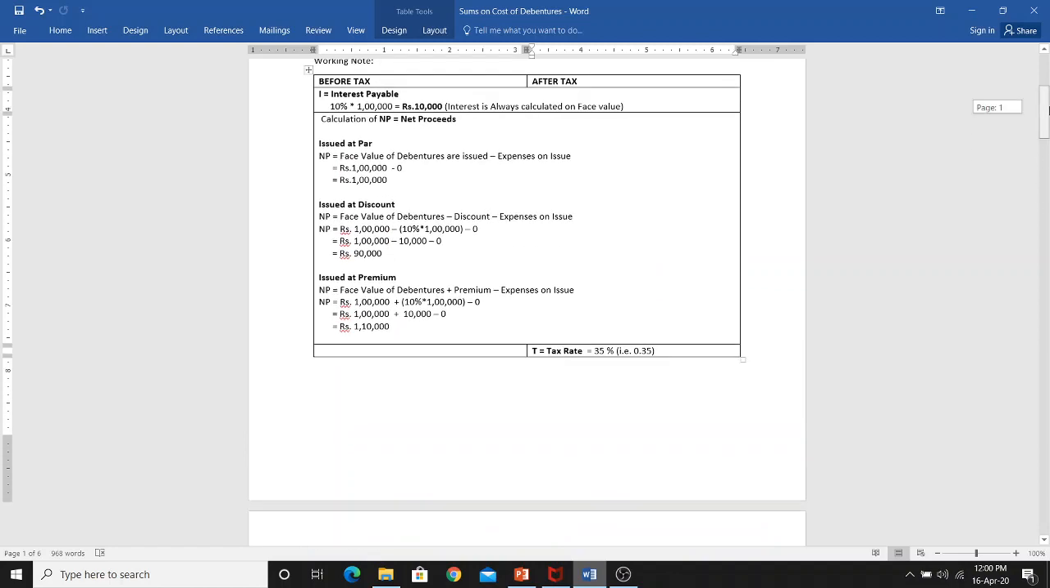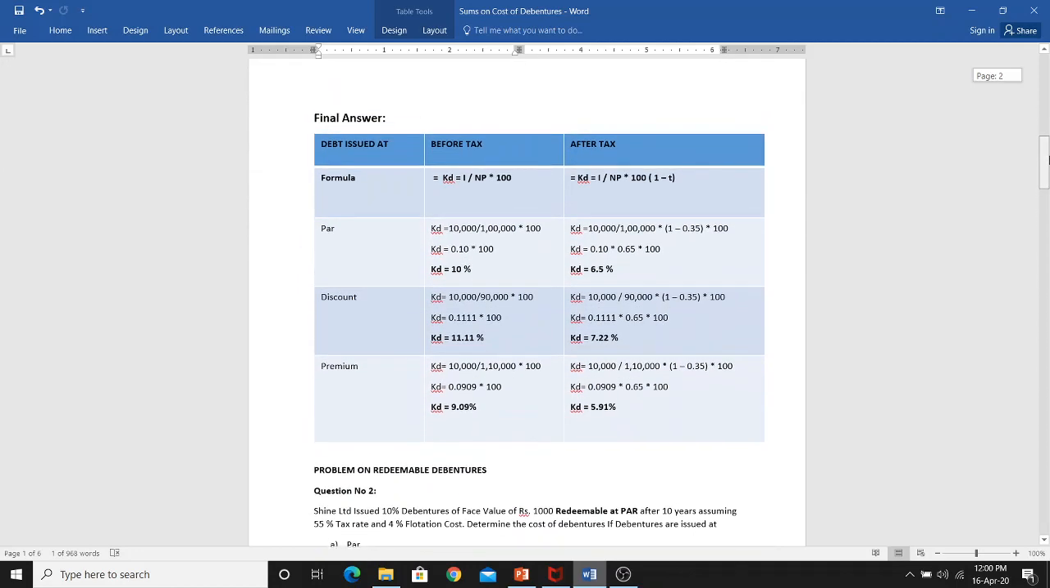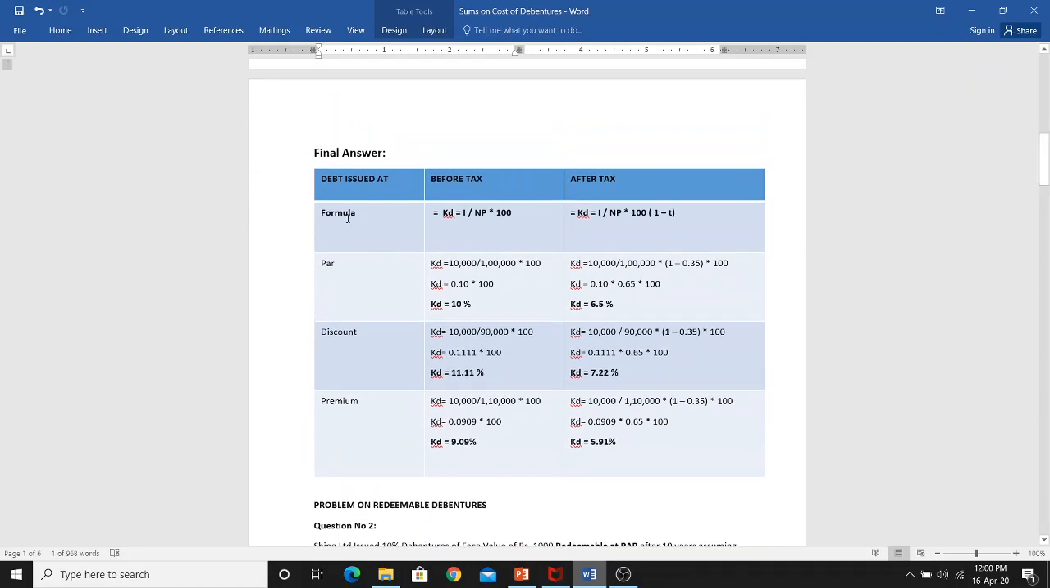Now that we have known the particular elements, like the value of I, the value of NP, and T in all three cases, it becomes easy for us to solve the problem. So, coming ahead with the answer. The final answer is for debentures issued at par, discount, and premium. They want both before tax, pre-tax, and after tax, post-tax. So first we have to write the formula.